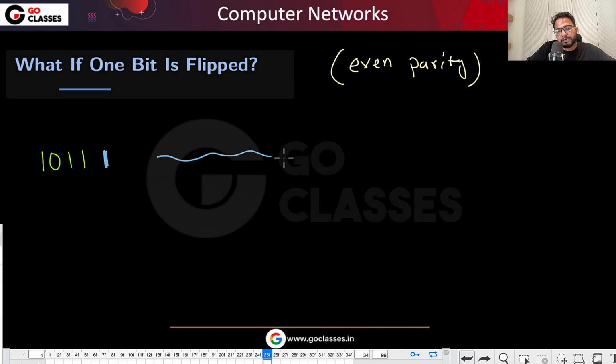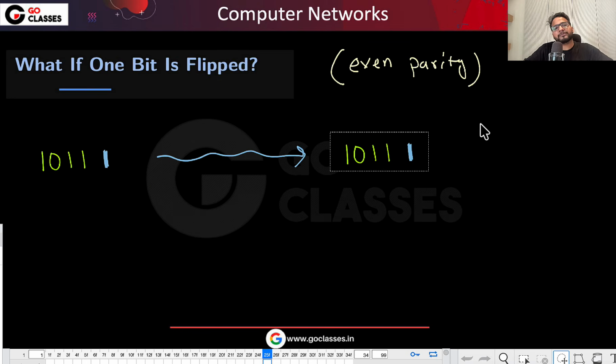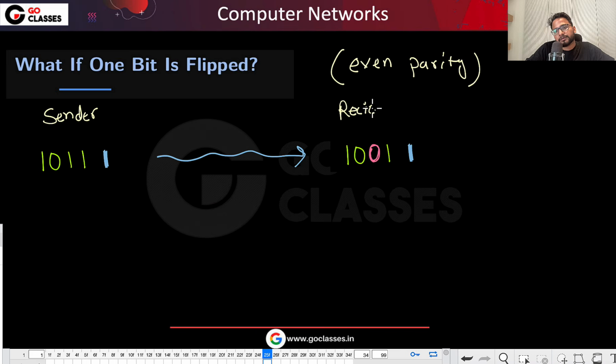Now you're transmitting it. Now suppose some of the bits get flipped. Suppose one bit, let me flip one bit. Suppose instead of 1 you get 0 here. Then will the receiver be able to detect it? That's my question. This is the sender, this is the receiver. Will the receiver be able to detect this error? Let's see. The receiver will find the even parity.